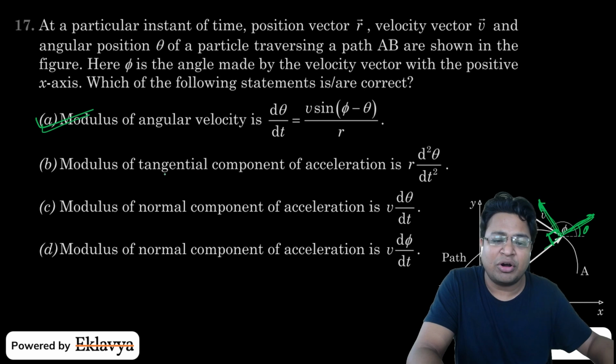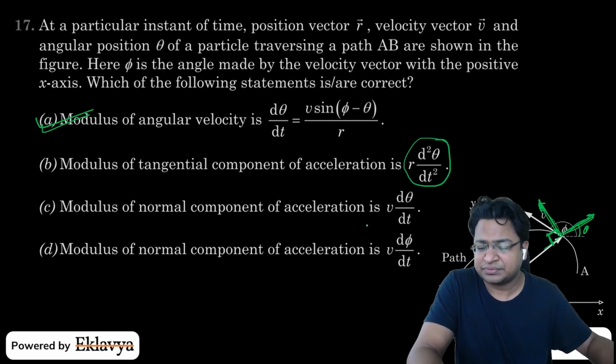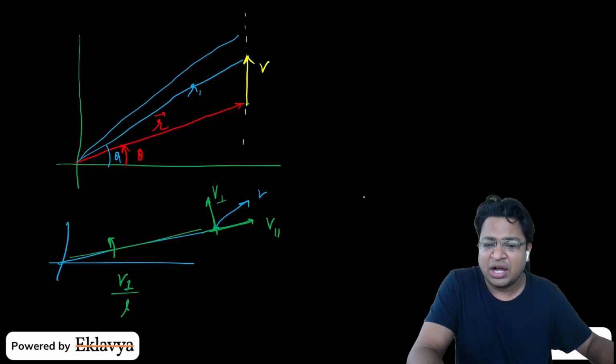That is correct. Now, the modulus of the tangential component of the acceleration. Now guys, notice that this r and its second derivative is not exactly the tangential acceleration, because this gives you what?